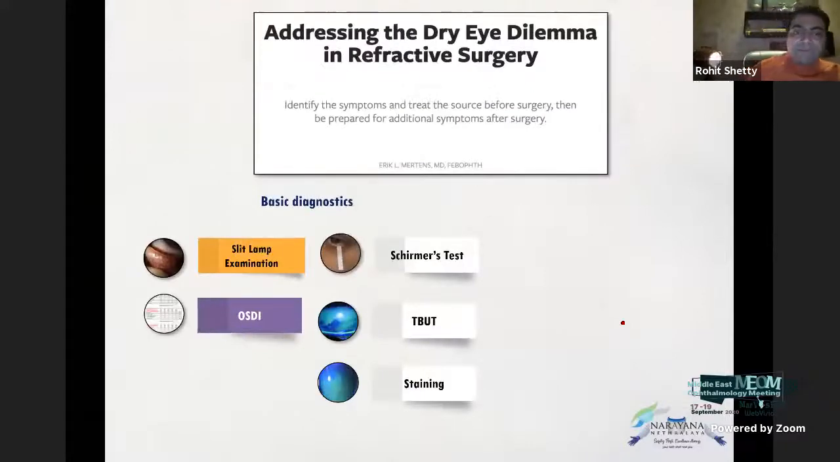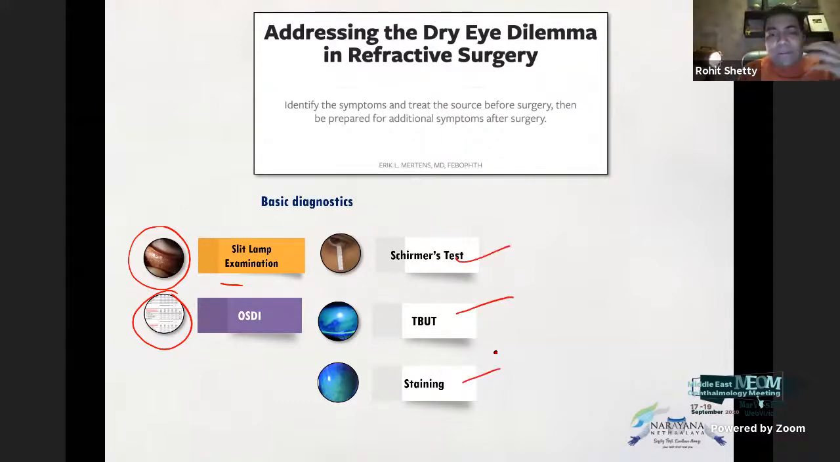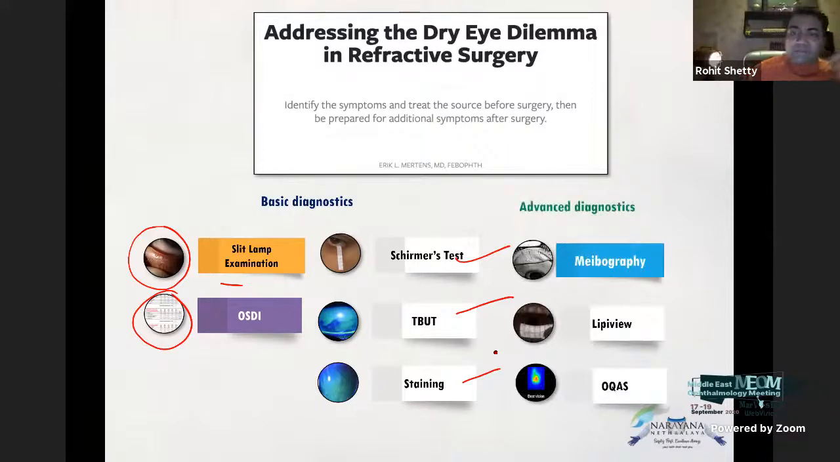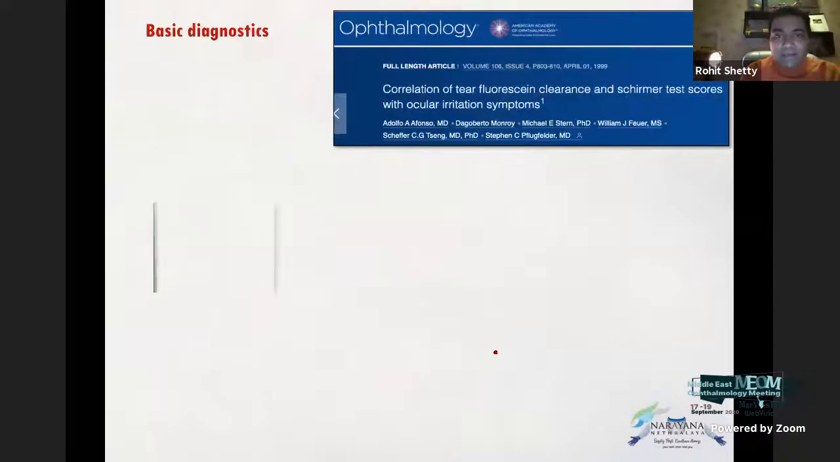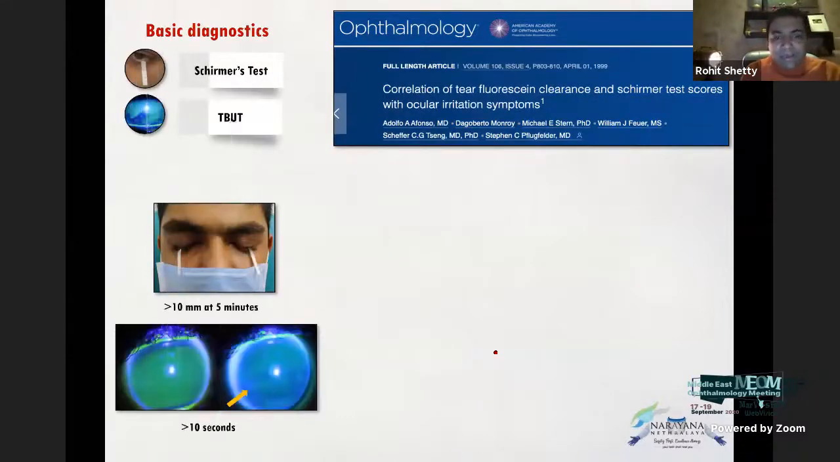The basic ones which we look at are your slit lamp. Look for the meibomian glands. The OSDI is very important. I use the OSDI scoring. The Schirmer's and T-BUT and staining are very important because they tell us the state of the ocular surface. And advanced diagnostics like meibography, LipiFlow, and now you have the OQAS, or the optical quality system, which looks at your tear film. And this is important.